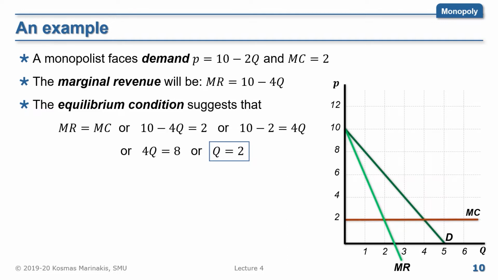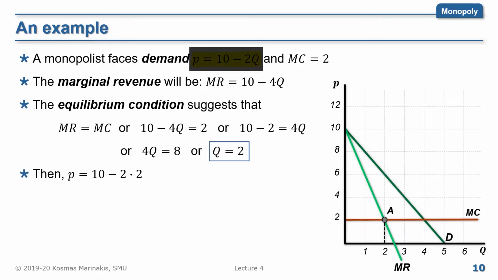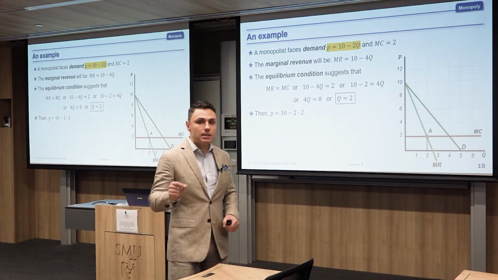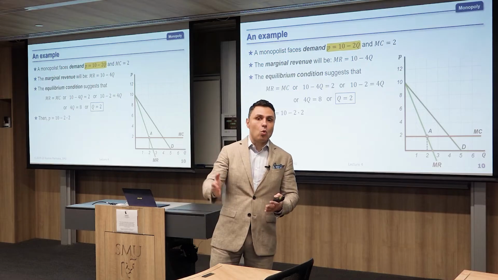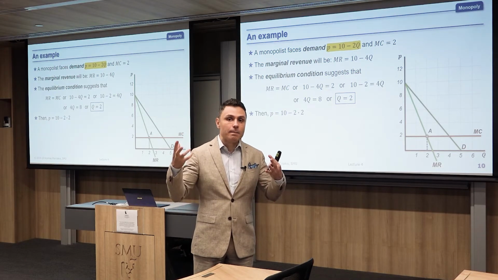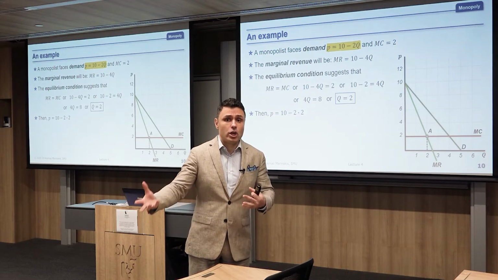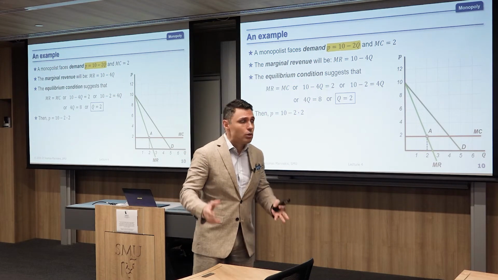And this is something that you can see because MR equals MC does indeed occur at a quantity of 2. You can also see it at the projection of point A in my graph. Then I take my demand curve that will give me the price, because look at the formula of the demand curve. What does this formula say? Price equals that. So this is the price giver function. This is the price giver machine that I can use in order to find out the price.